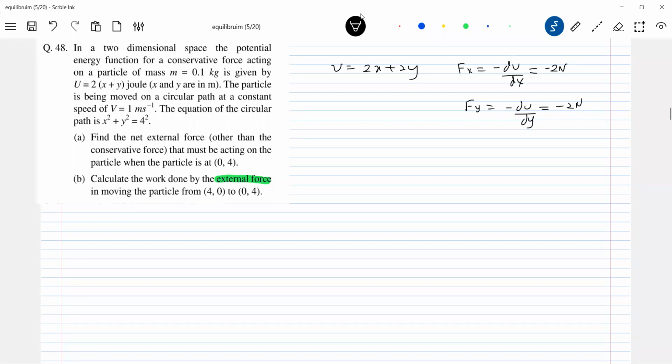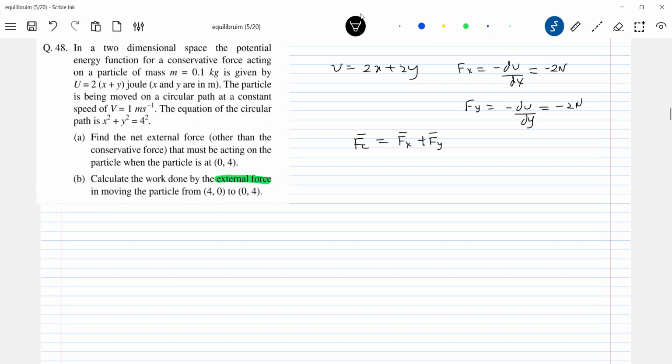If you differentiate potential with respect to x, you get the x component. If you differentiate with respect to y, you get the y component. I think we have discussed this in earlier classes. This is a force acting. Now, definitely this force is what? This force is a conservative force, no? Only then are things clear.